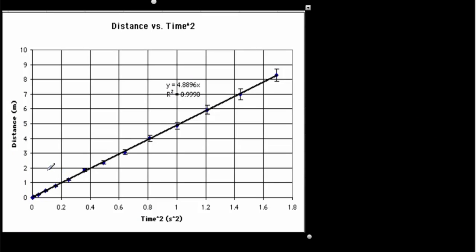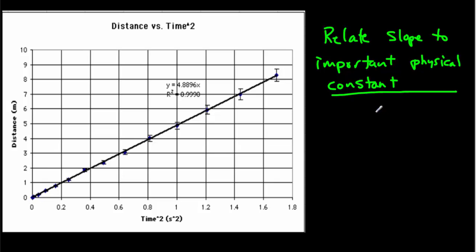Another thing that you can do in a lot of cases is to relate the slope to an important physical constant. So we just found the relationship was d equals 4.89 t squared. And this 4.89, that's just the slope.